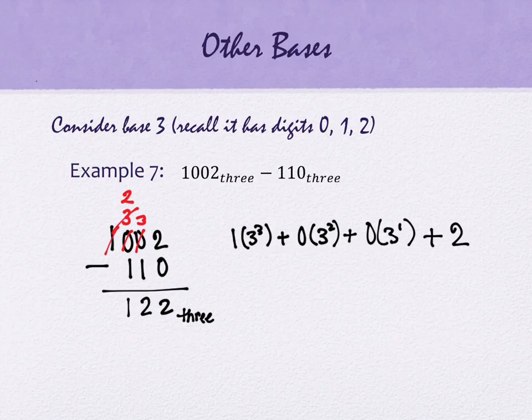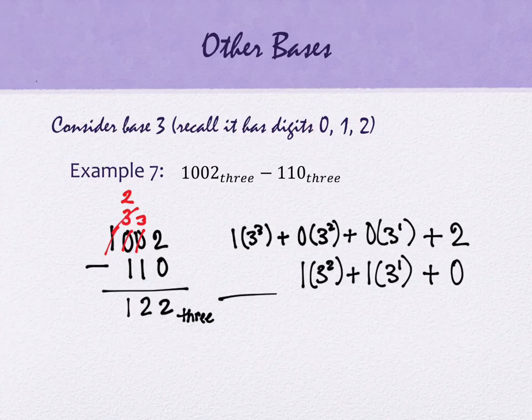These are the powers of 3. And then I'm going to subtract off a 1 in the 3 squareds and a 1 in the 3's place and a 0 in the 1's place. So the 2 minus 0, all these are subtracted, by the way. The 2 minus 0 is, of course, 2. I can't borrow. I've got to come all the way over here.